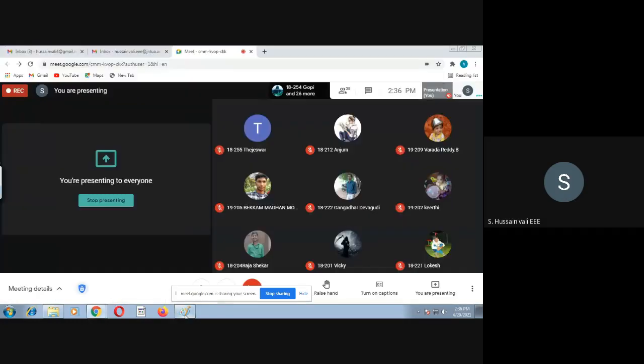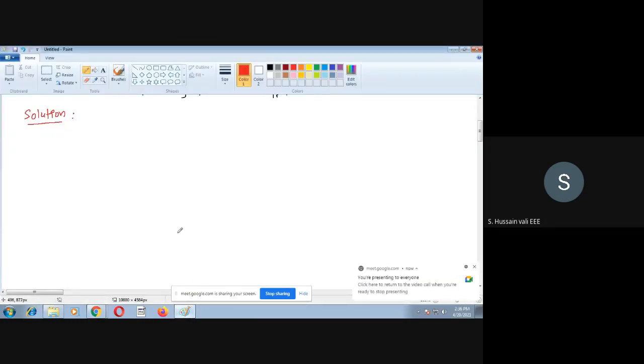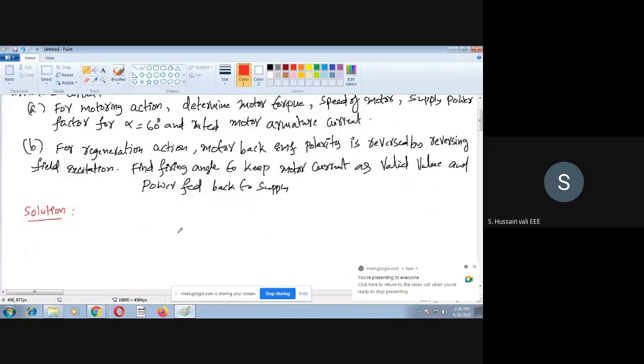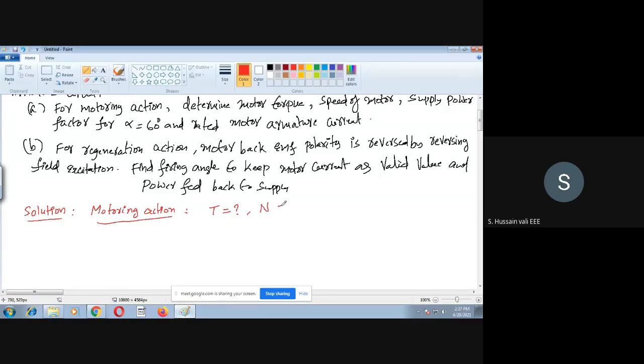See, for motoring action, so it's a motoring action. I hope you might have remembered the motoring action and regenerative action, so I don't want to explain more about them. First, motoring action. What is he asking? What is the motor torque? He's asking torque. Second, he's asking speed of the motor. Third, he's asking supply power factor. Those are the questions he's asking.